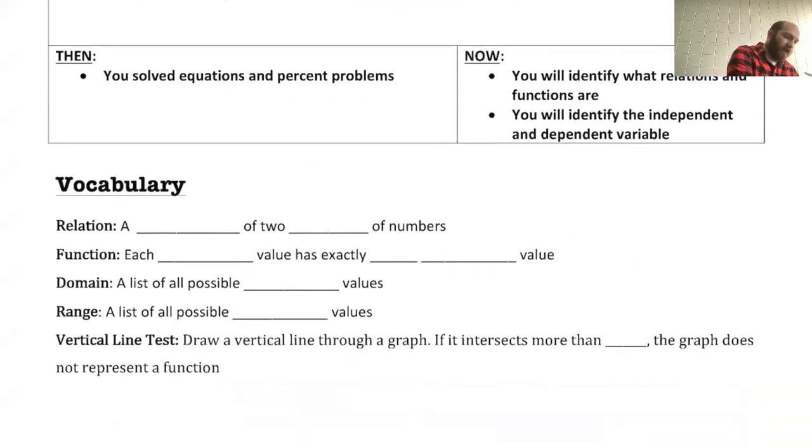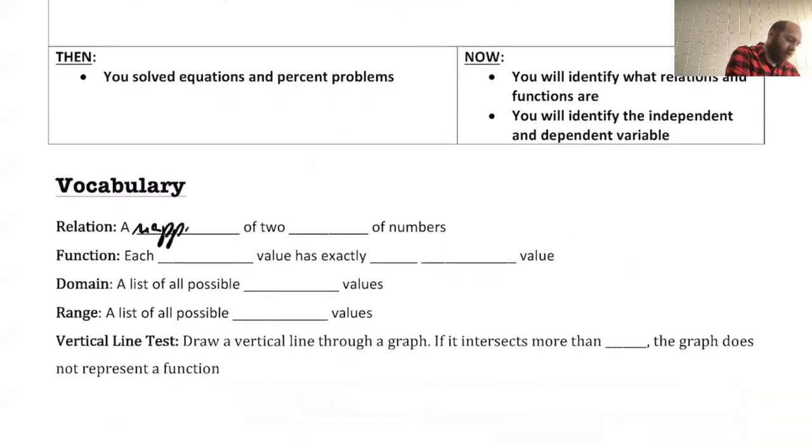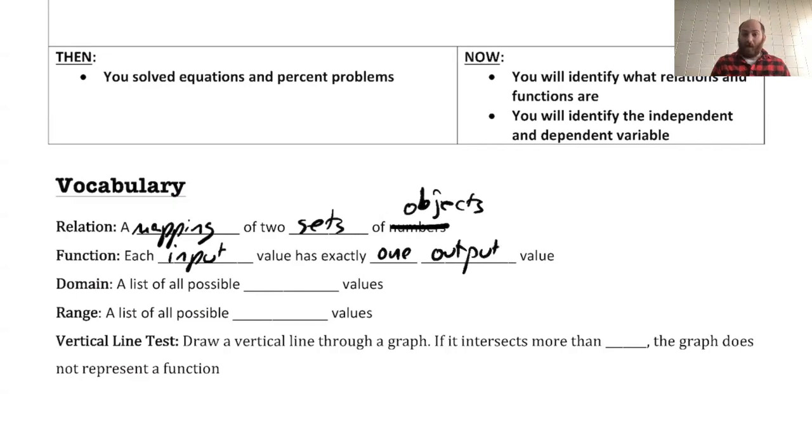So a relation is just a mapping of two sets of numbers. And I'll be honest, even though it says numbers, it's honestly just two sets of objects, because we can actually create relations with things that are not numbers. So objects would be better to put here. So in a function, we call it input. Each input value has exactly one output value. Okay, so the idea is this: we take an input value and it turns into an output. So it's a connection between the two.